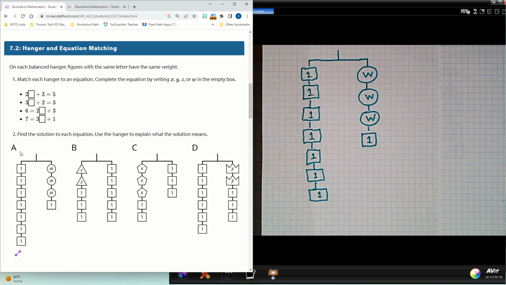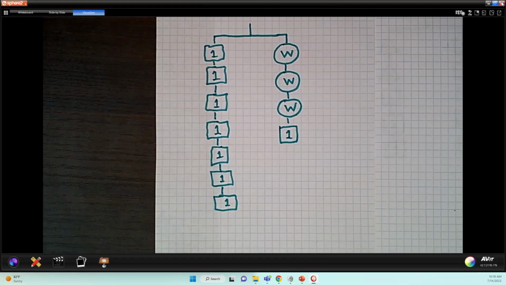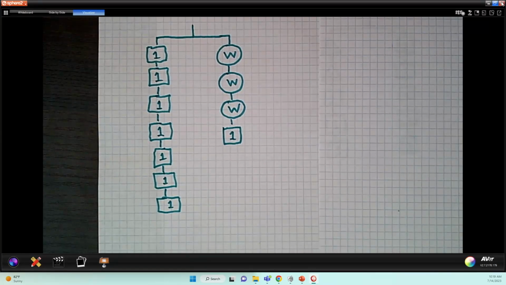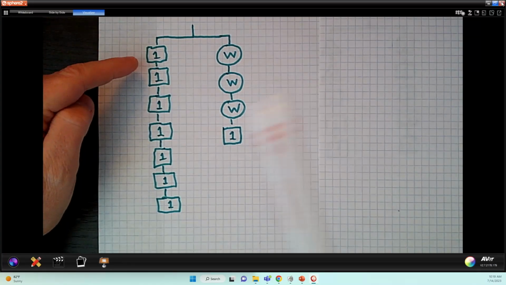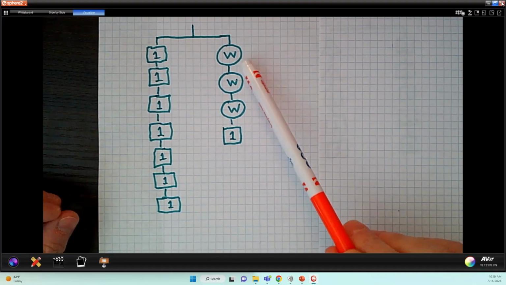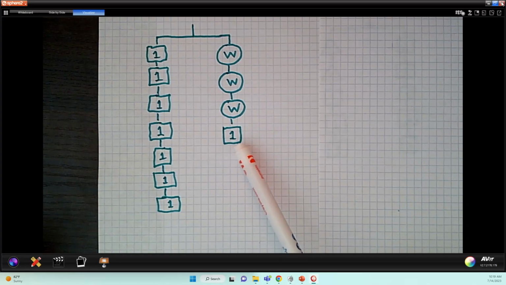I'm going to model just two examples here on the hanger and equation matching section. I'm going to use A and B as my model, and I have that pulled up here on my paper, so I'm going to make this nice and big so we can take a look at it. That first example is a hanger balance that shows some number of value on the left and then some unknowns and a value on the right. And the goal is to keep it balanced.